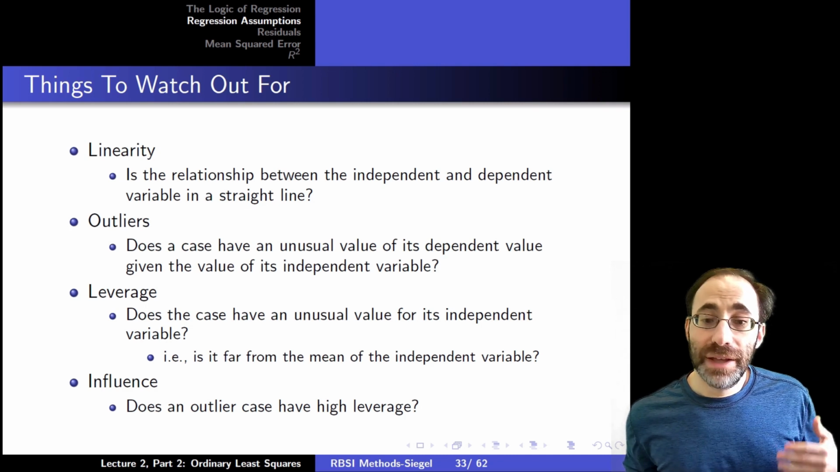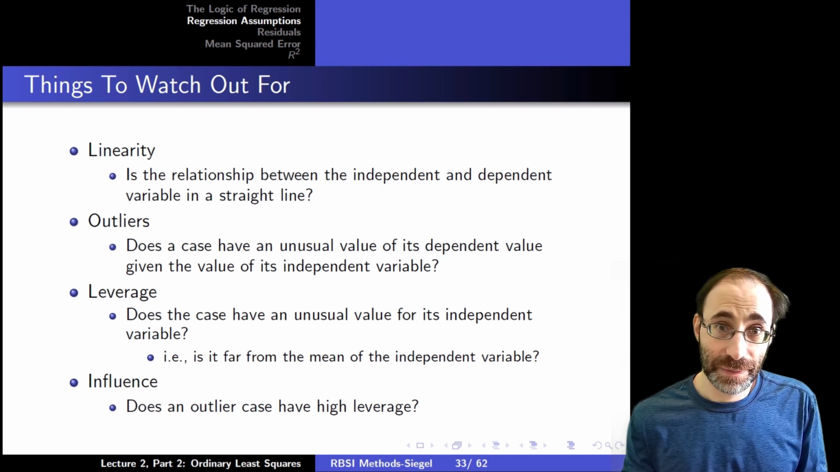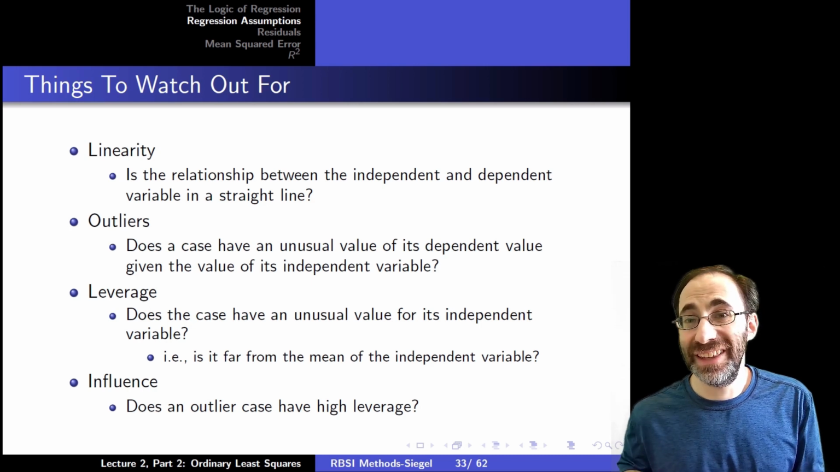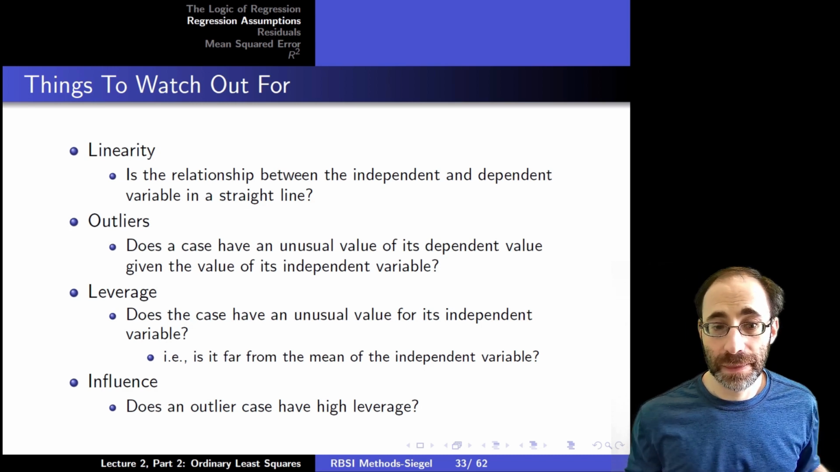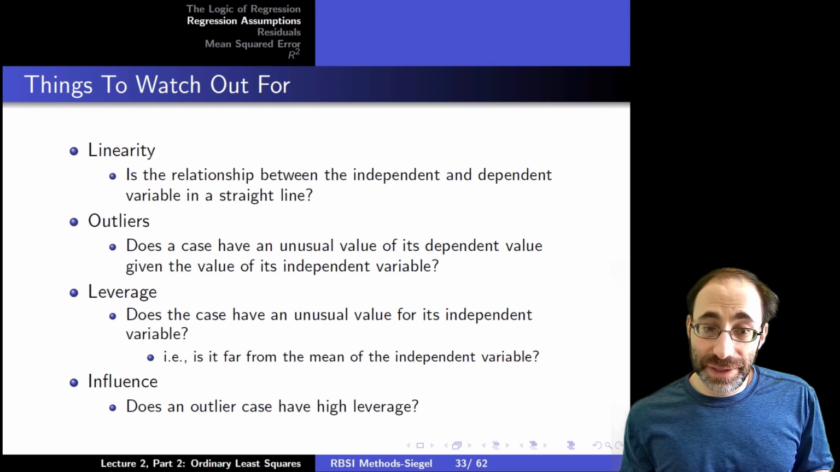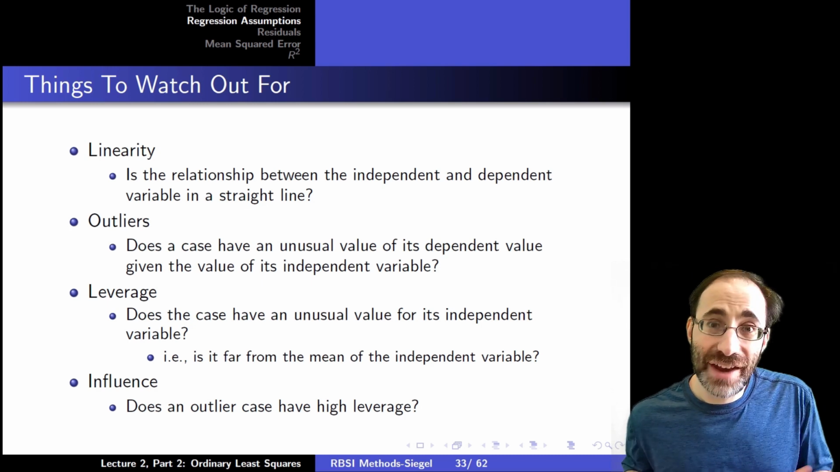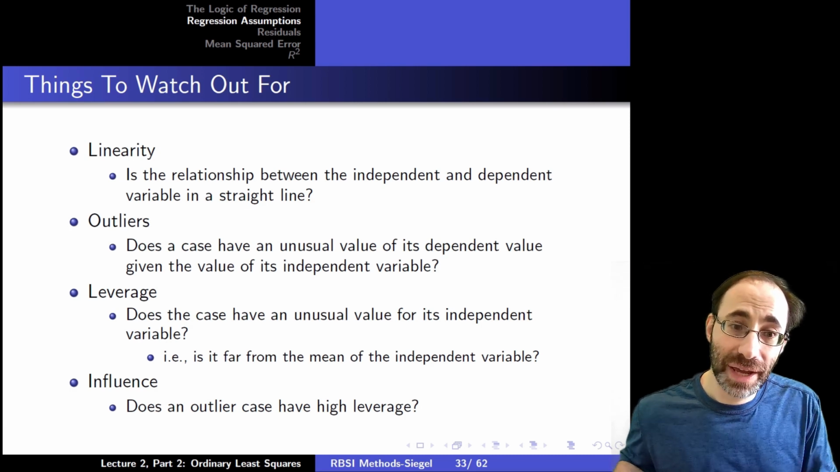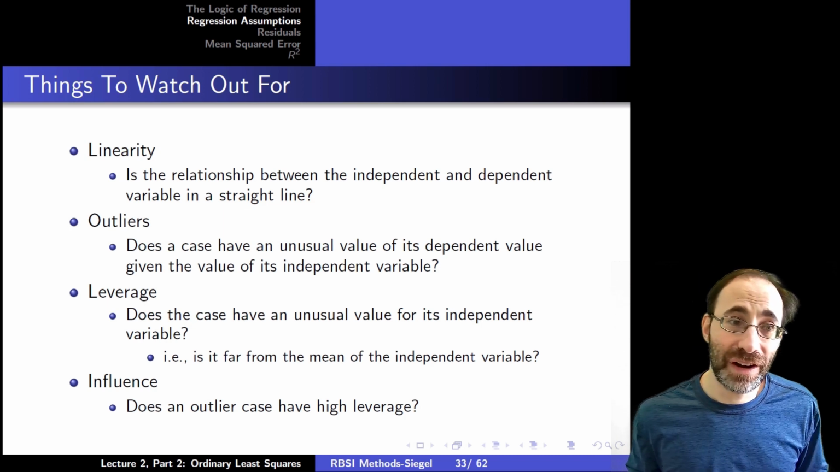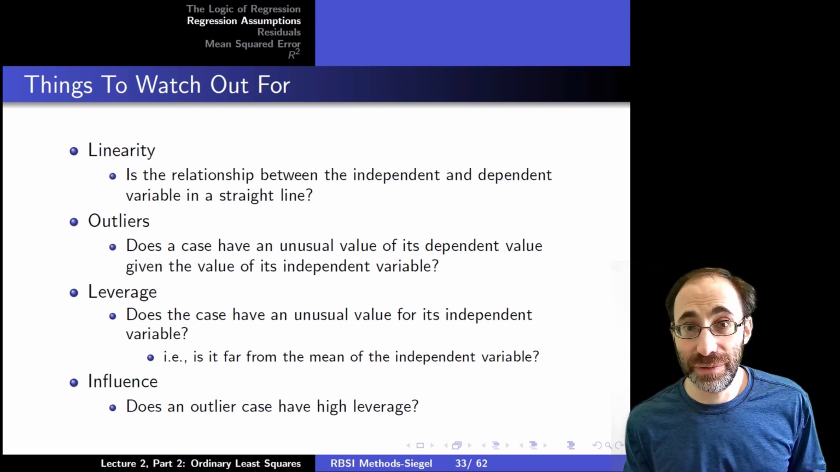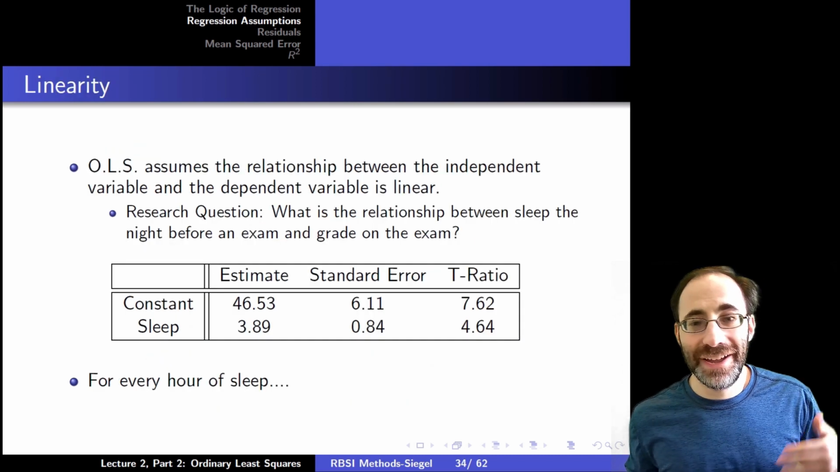Leverage is a new term here. Leverage is a case with an unusual value for the independent variable. So we ask, is a particular value for an independent variable very far from the mean of that independent variable? Influence. Does a particular case have high leverage and also is it an outlier? So an influential case is an outlier with high leverage. So it's far from the mean in the independent variables and in the dependent variable, and that can be real trouble. So let's look at some of this in a second.